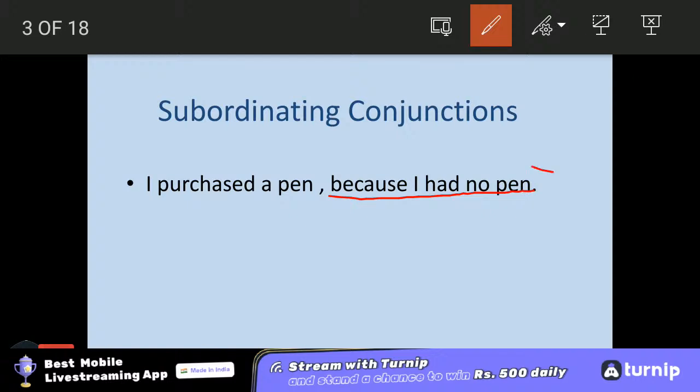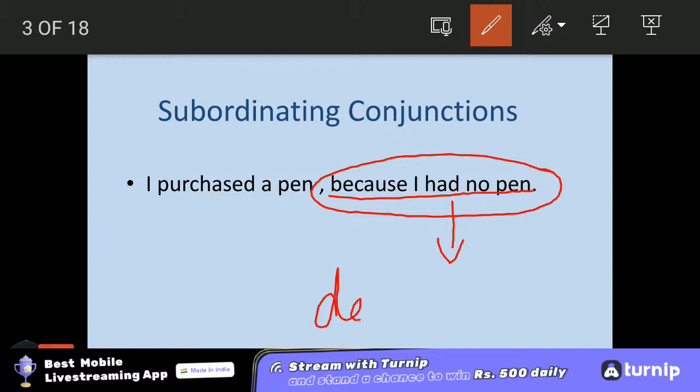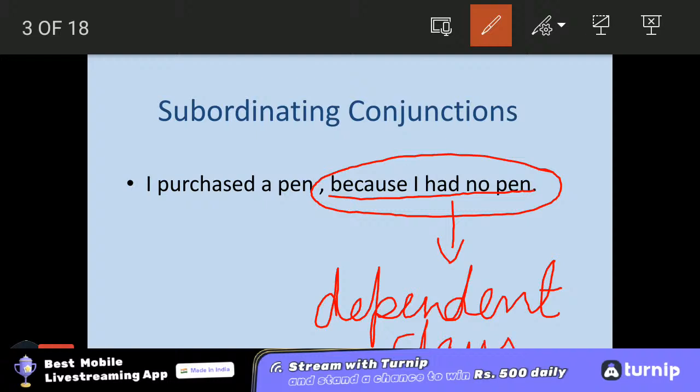Because I had no pen, किसका example है? It's an example of डिपेंडेंट क्लॉज. डिपेंडेंट मीन्स ये डिपेंडेंट है किस पर? एक दूसरे पार्ट ऑफ सेंटेंस पर. आई परचेज्ड अ पेन, उसने पेन क्यों लिया? क्योंकि उसके पास कोई पेन नहीं था.